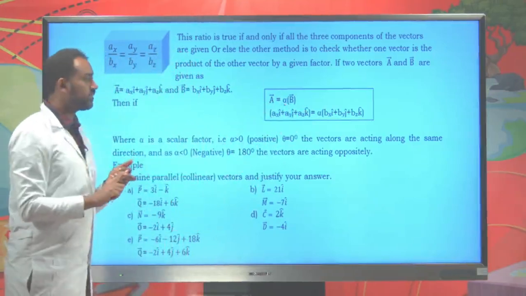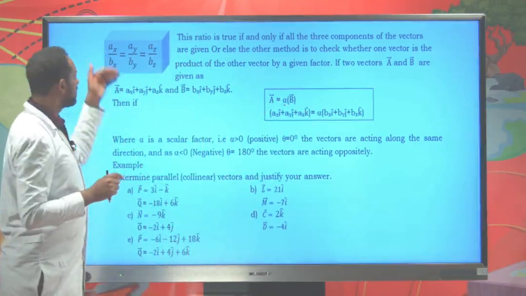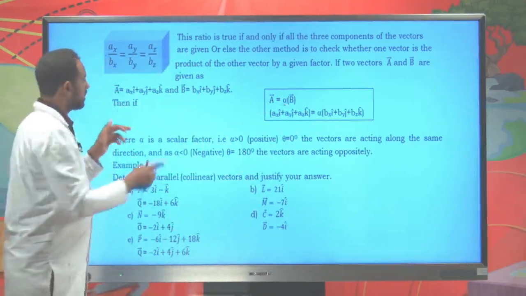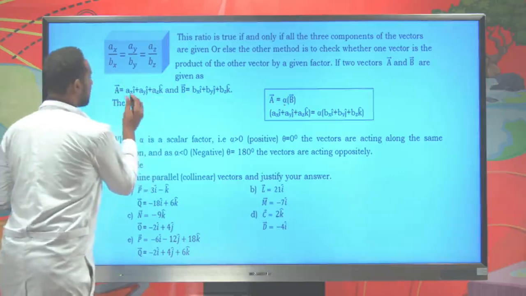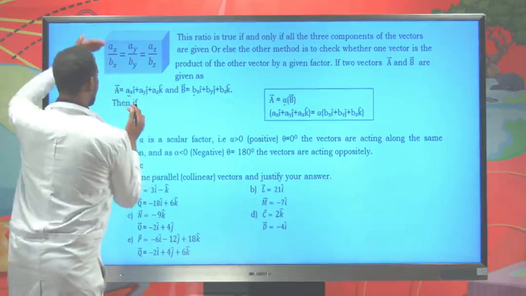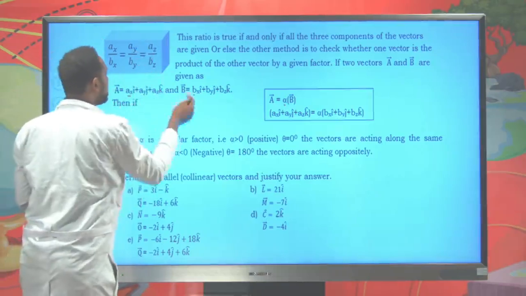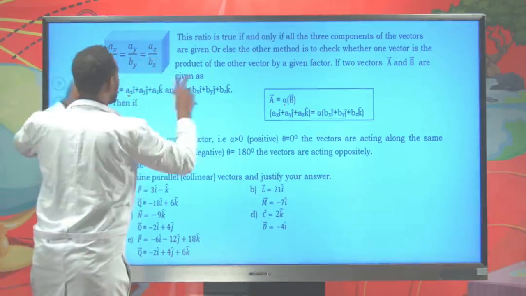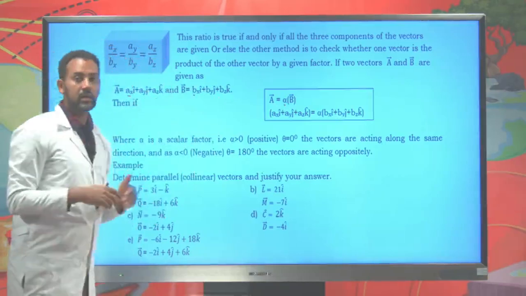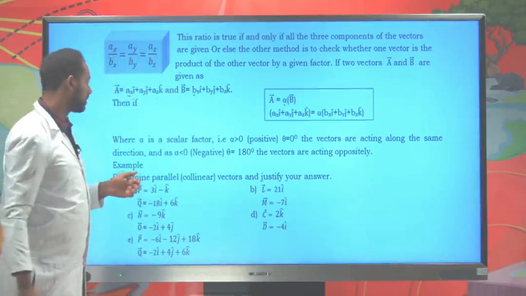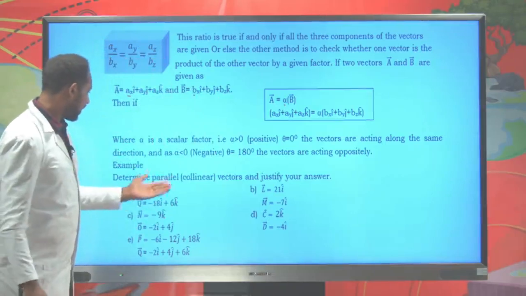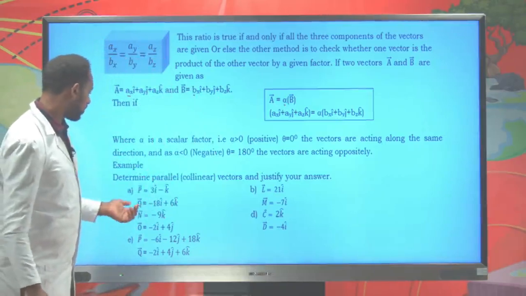And the other technique is you have to check the ratio of each component. Here you have the two vectors. It's possible to use ax over bx, the ratio of x. If it is equal to ay over by, and if it is equal to az over bz, then it's possible to say that the two vectors are parallel vectors. So it's possible to check whether these two vectors are parallel or not.